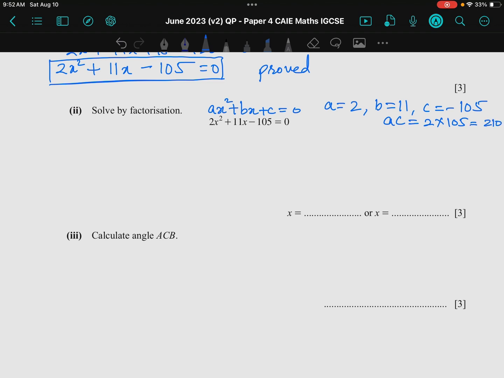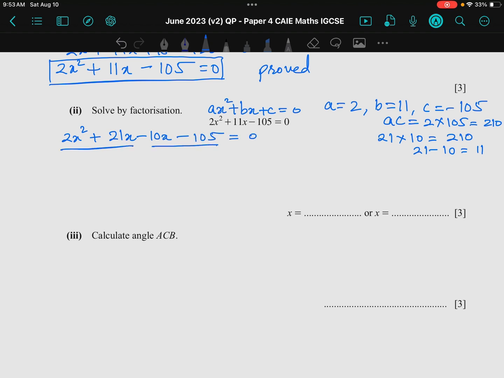So we have to take two numbers whose multiplication is 210, and when we subtract those two numbers, this minus sign is saying that we have to subtract those two numbers to get the value of b, which is 11. So what will be the two numbers? 21 and 10. So 21 into 10 is 210, and 21 minus 10 will give me 11. So putting this value, 2x square plus 21x minus 10x minus 105 equals 0.